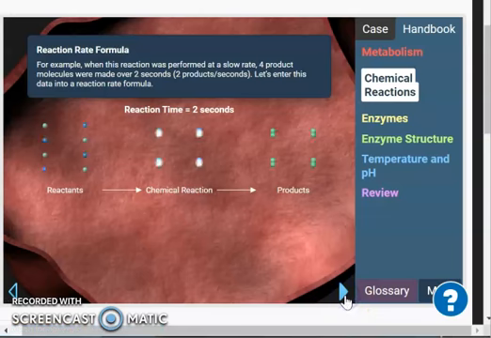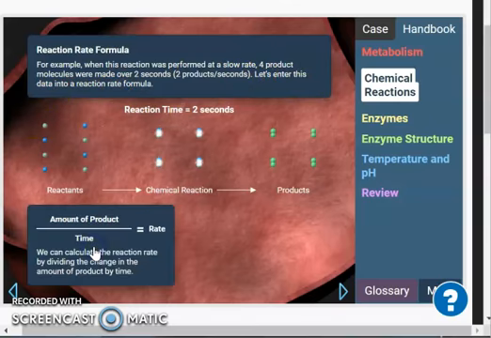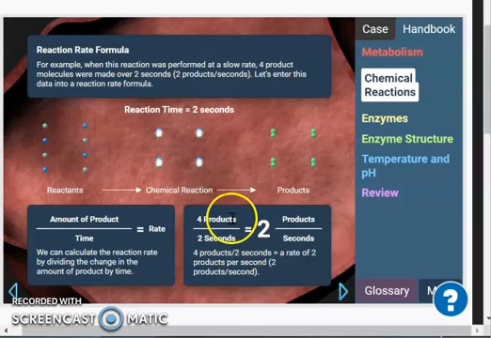Our reaction rate formula. For example, when this reaction was performed at the slow rate, 4 product molecules were made over 2 seconds. This would be 2 products per second. Let's enter this data into the reaction rate formula. The amount of product divided by time equals our rate. When we enter the data, 4 products divided by 2 seconds equals 2 products per second.